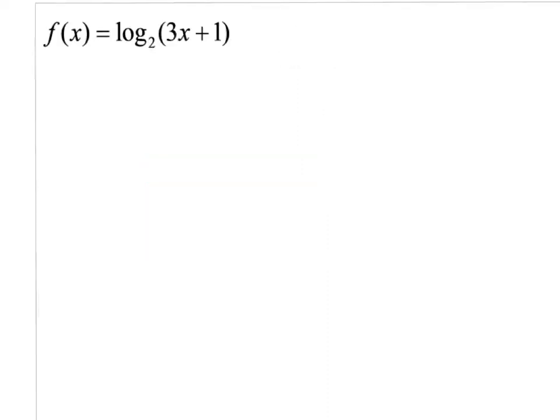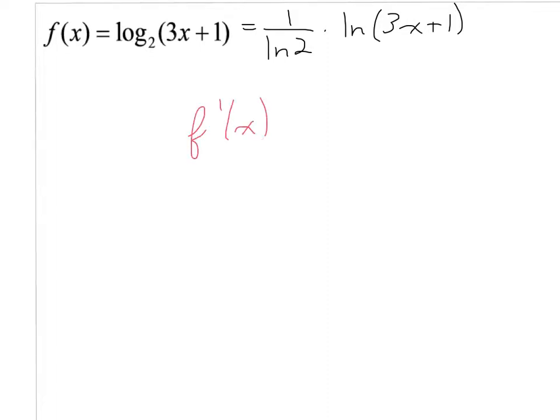If I have the log base 2 of 3x plus 1, the first thing I do is change it to be 1 over the natural log of 2 times the natural log of 3x plus 1. And then doing this derivative, well, 1 over natural log of 2 is a constant, so it just stays there, times the derivative of natural log of 3x plus 1, which would be 1 over the 3x plus 1, times the derivative of what's inside.